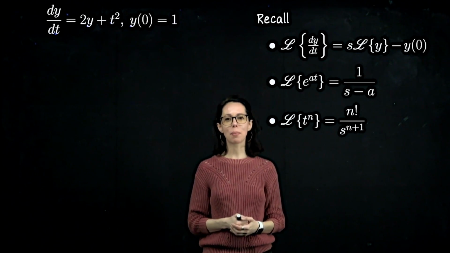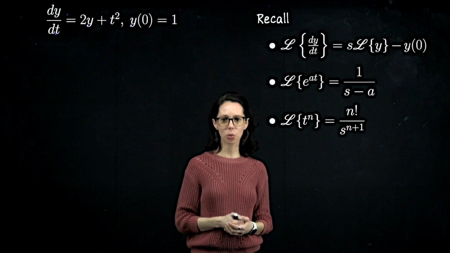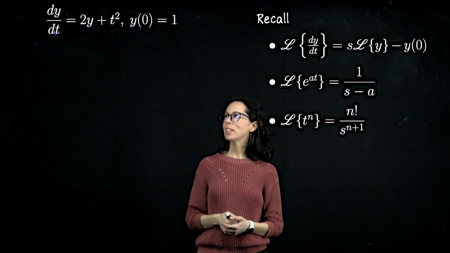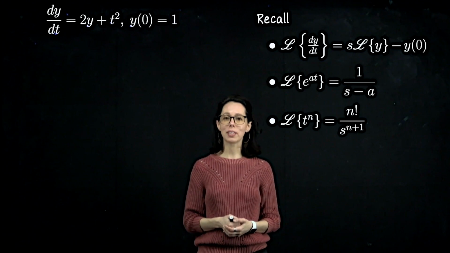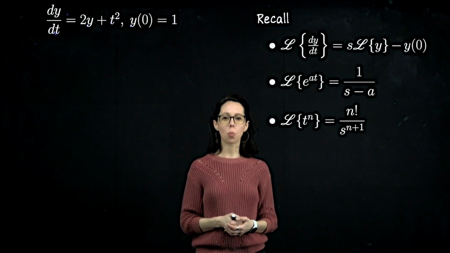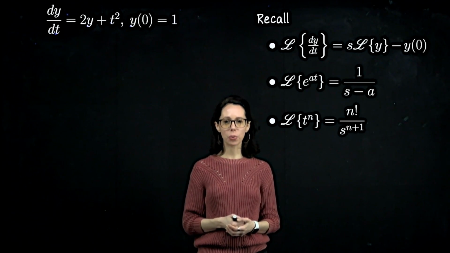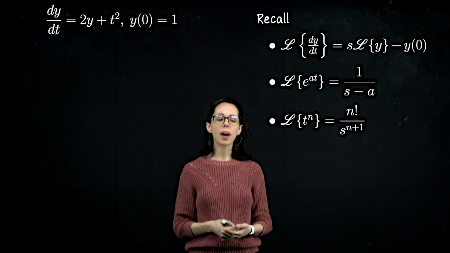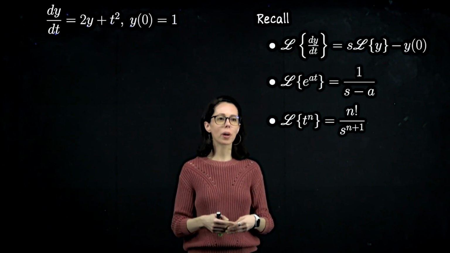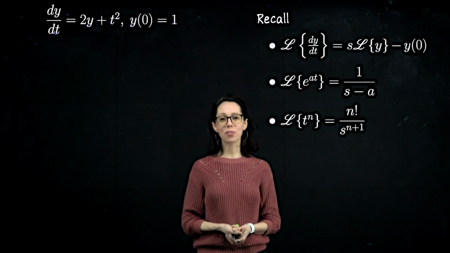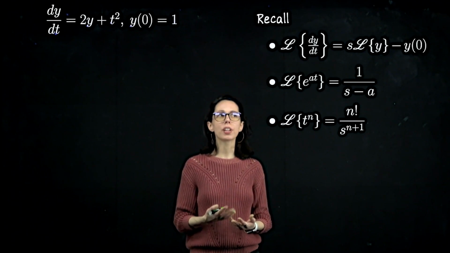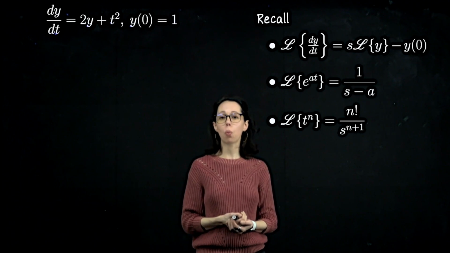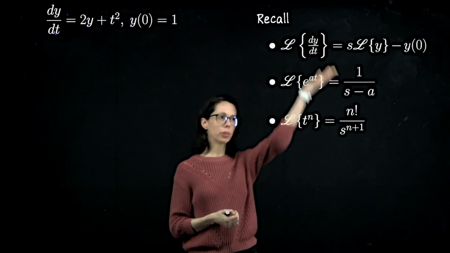Let's wrap up this lesson by using the Laplace transform to solve this first-order ordinary differential equation, dy dt equals 2y plus t squared, with an initial condition that when t equals 0, y equals 1. So we are going to use the Laplace transform to find the Laplace transform of y, the unknown function which solves this initial value problem. And then knowing the Laplace transform of y ultimately will tell us what y should have been. So along the way, we'll use all three of these facts.